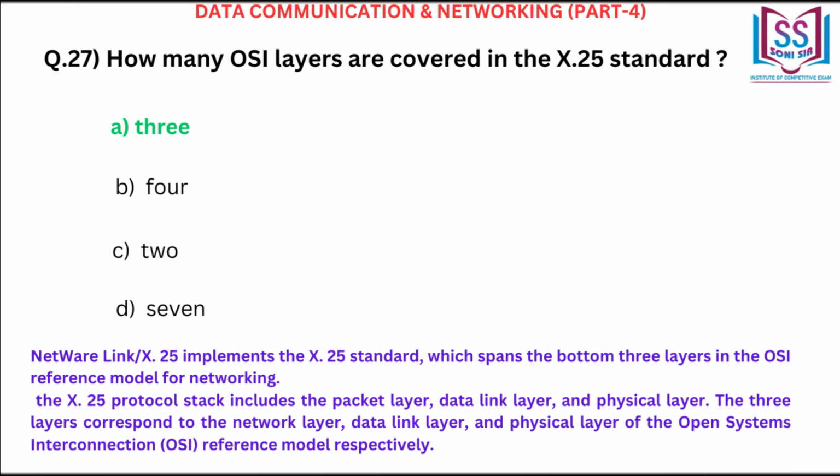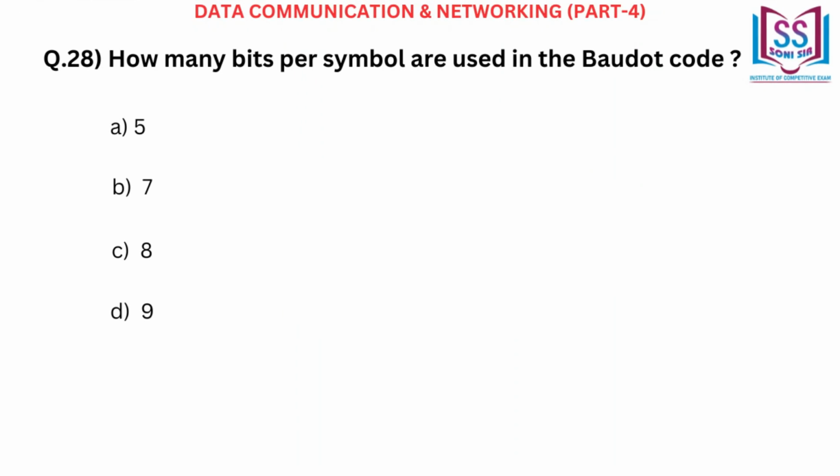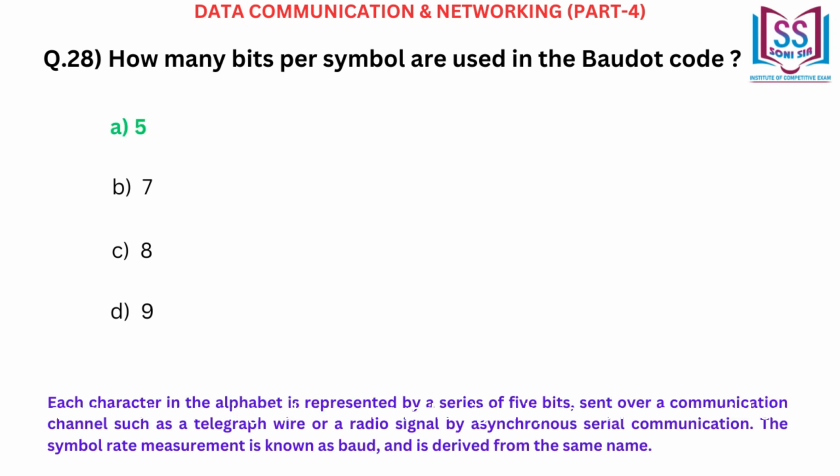How many bits per symbol are used in the Baudot code? A5, B7, C8, D9. Correct answer A5. Each character in the alphabet is represented by a series of 5 bits, sent over a communication channel such as a telegraph wire or a radio signal by asynchronous serial communication. The symbol rate measurement is known as baud, and is derived from the same name.